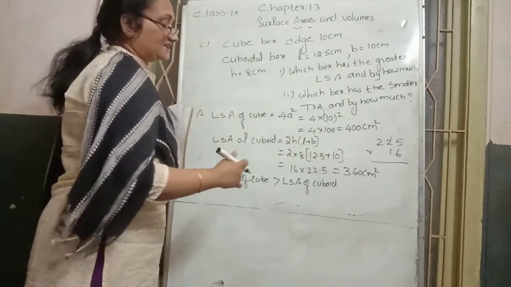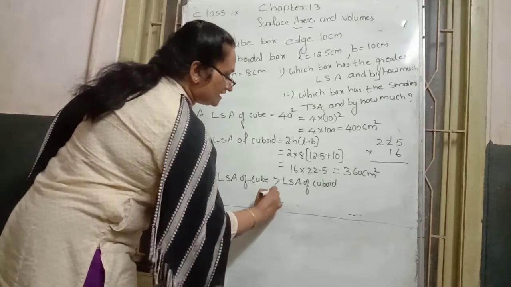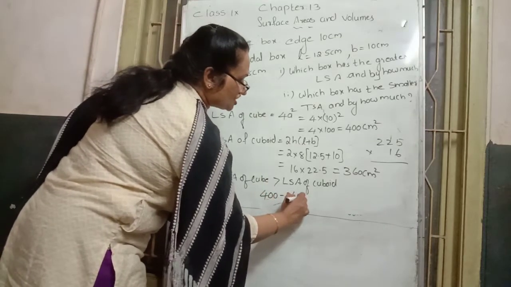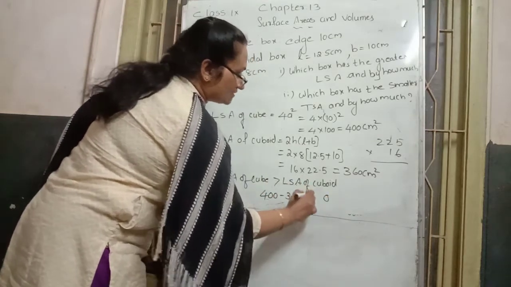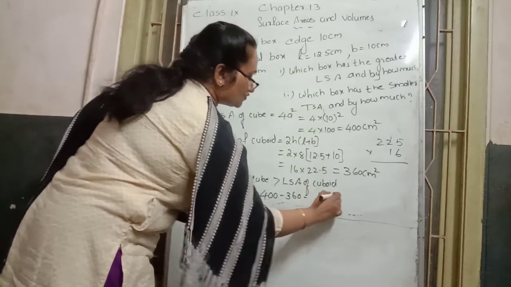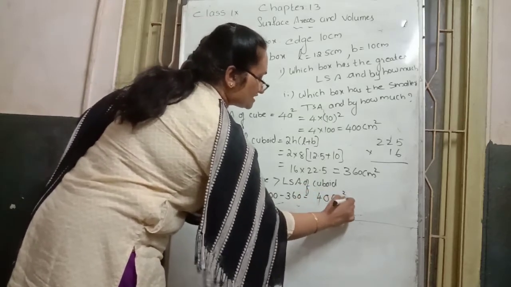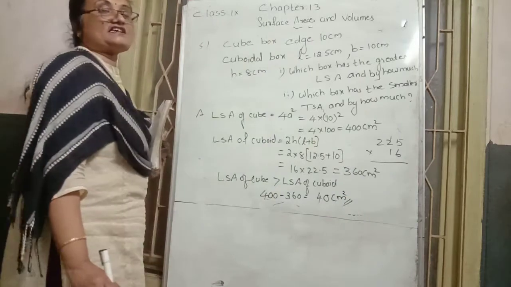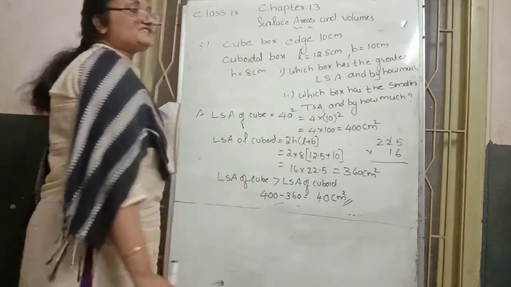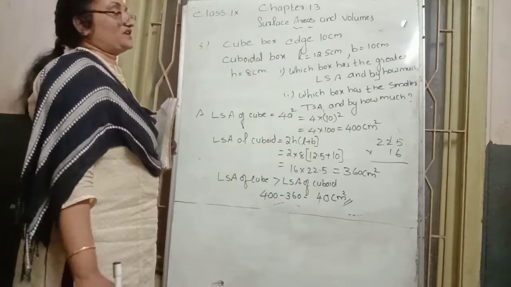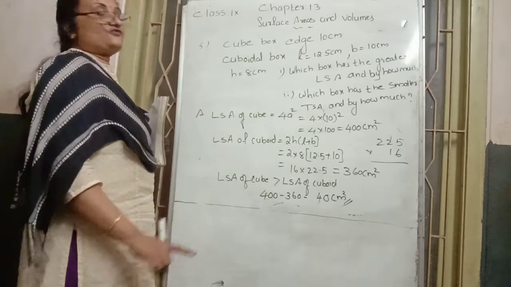Difference means 400 minus 360. Borrow and subtract: 10 minus 6 is 4. So 40 centimeter square is the difference. The difference of the areas is 40 centimeter square. I hope you can understand the first part.